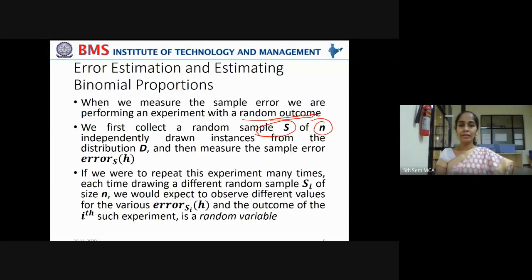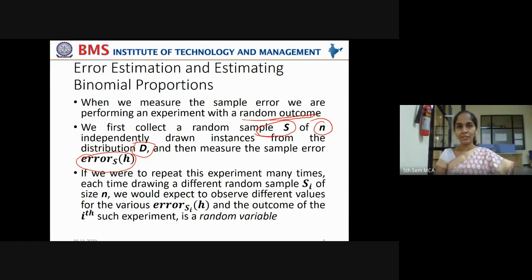Right? Now let us take such a random sample S containing n independently drawn instances from the distribution D. Why are we saying from the distribution D? All of them adhere to some property. They adhere to some kind of distribution, some kind of sequence in the data. That is why we are saying from the distribution D. And then measure the sample error of S of H. Now, from the sample you have taken, measure the sample error.